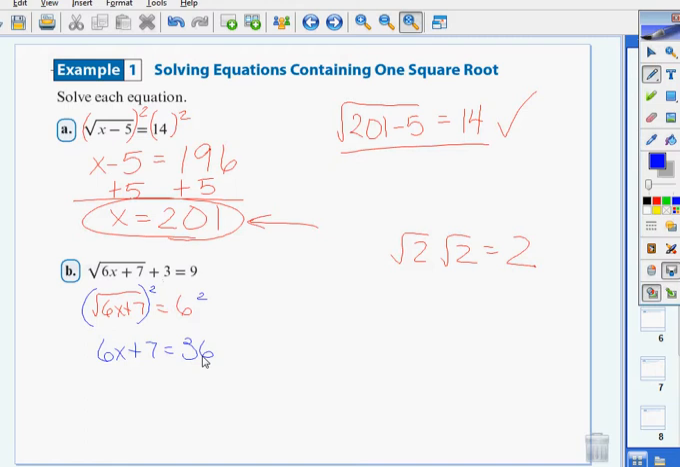What'd you get? X equals 29 over 6. 29 over 6. Yeah, it is a little bit ugly. 29 over 6. Noah, did you get that too? Okay, good. All right. So now we have to show the work.